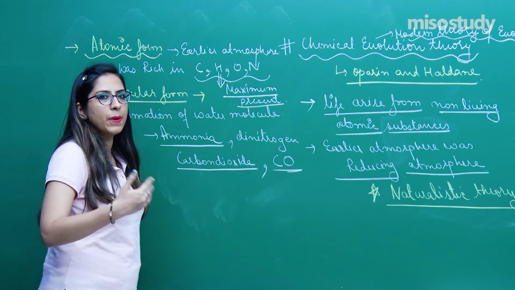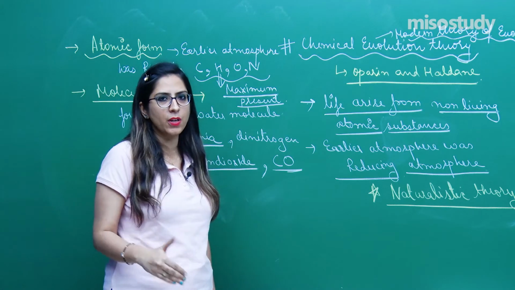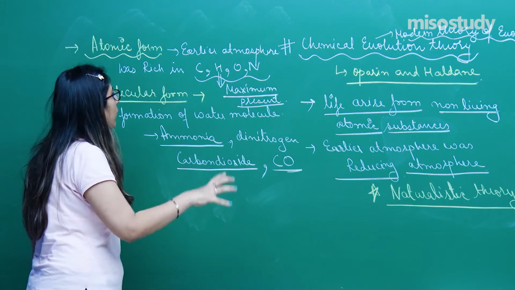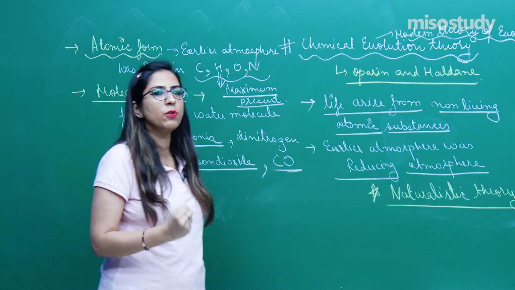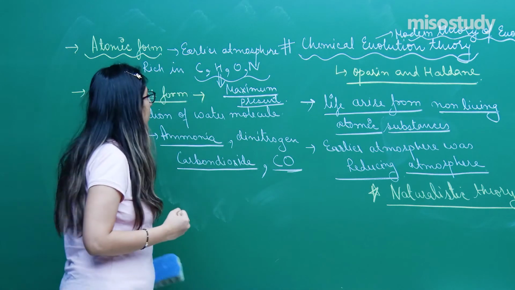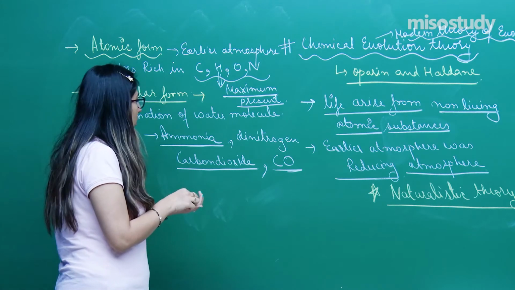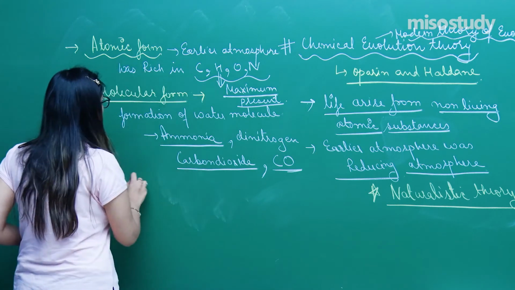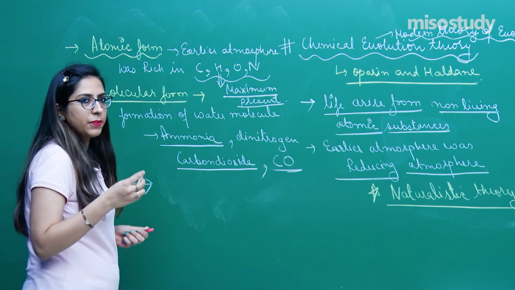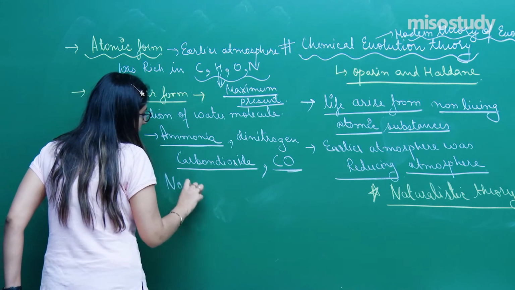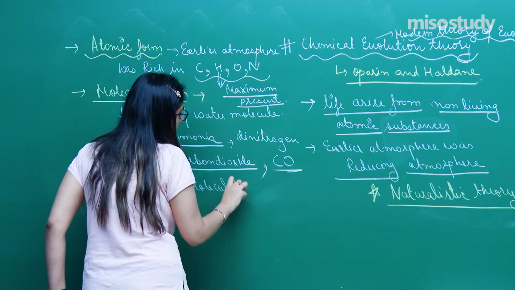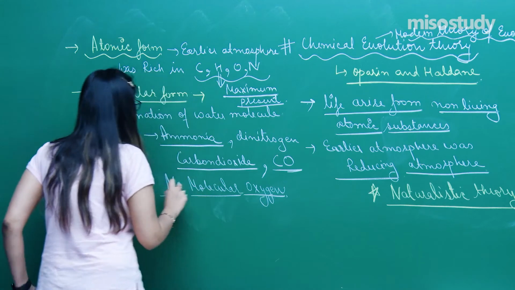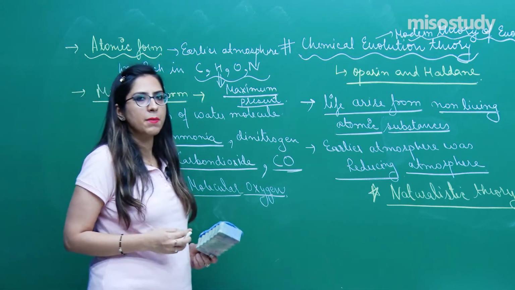After that, what has happened? With time, initially the reducing atmosphere was there, due to which there was a formation of molecules. First of all, there is a formation of water molecules. Hydrogen and oxygen combine together and form the water molecule. Later on, there is a formation of ammonia, dinitrogen, carbon dioxide and carbon monoxide. And one more thing, in this phase there was no molecular oxygen, no free oxygen. Right? So this was the second step, and we are moving towards chemical evolution.